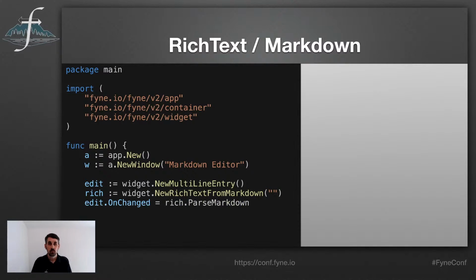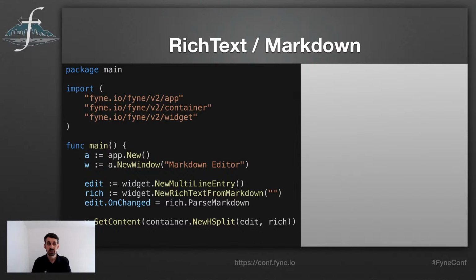And then our editor, we set onChanged, which is a function callback when the text content changes, to be the parse markdown function of our rich text widget. Now the function signature is to take a string parameter, so the onChanged tells you the latest version of the string, and parse markdown takes one string, which is the source markdown that it's going to render. And actually that's our entire editor.